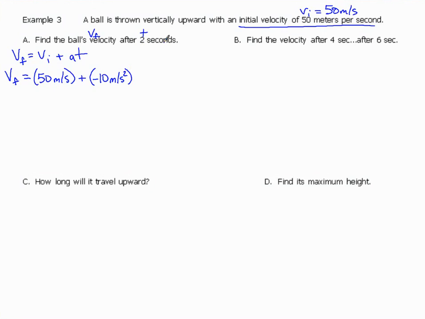And what's the velocity after 2 seconds? Final velocity equals 50 minus 20. I'll write that in. 50 meters per second minus 20 meters per second. Final velocity equals 30 meters per second. And at this point in time, it is traveling up at 30 meters per second.